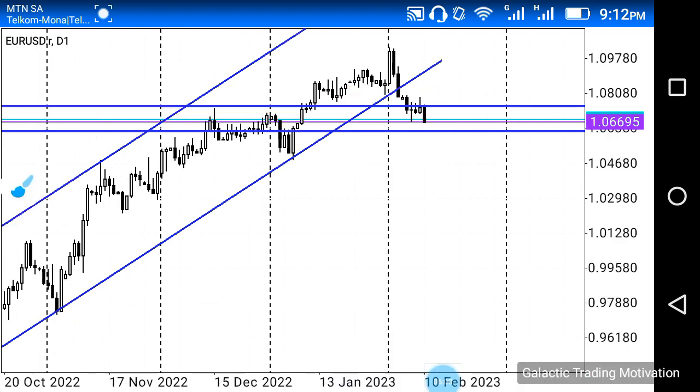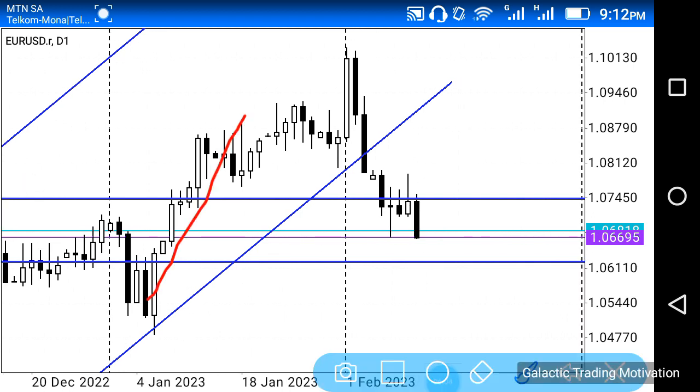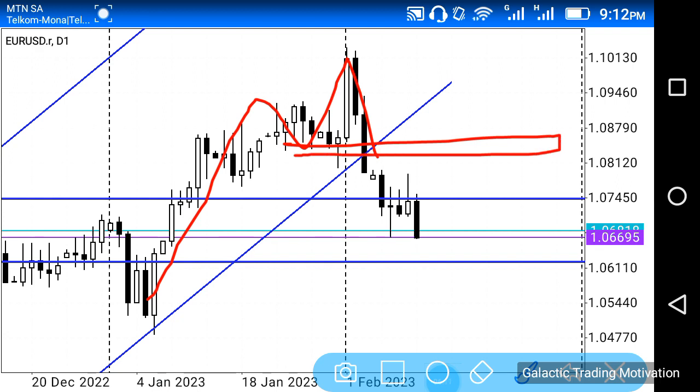Let me just actually zoom in, guys, so you guys can see exactly what it is that I'm referring to. So I'm referring to this M structure over here, right, which has a neckline more or less at that point, and we can see that the neckline has been broken to the bottom side. And as I said, guys, ideally we want to see price heading back to the neckline to test it, and at this point is where we should be looking for potential selling opportunities, guys.